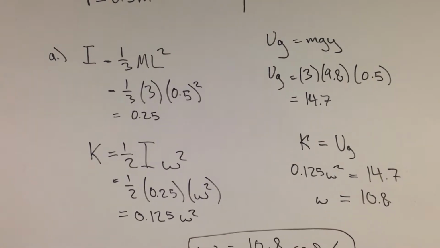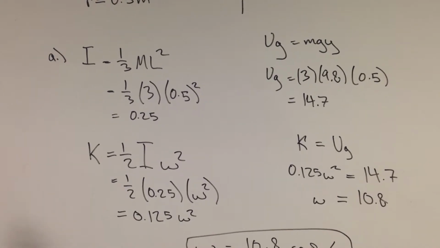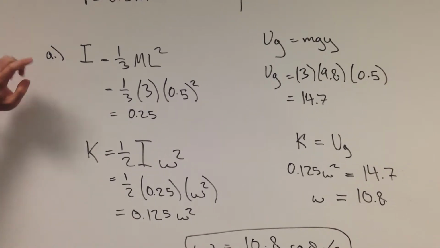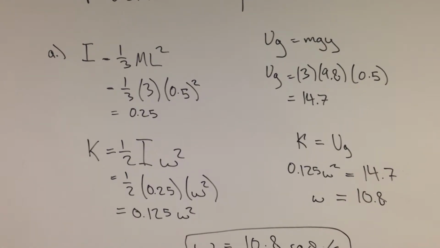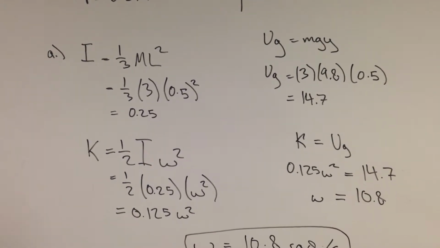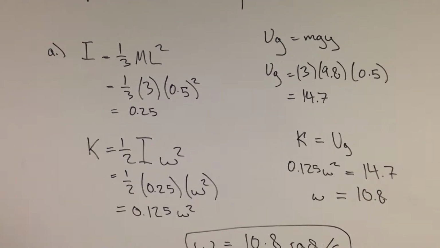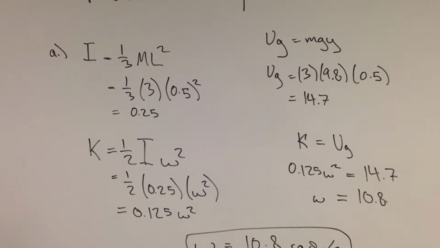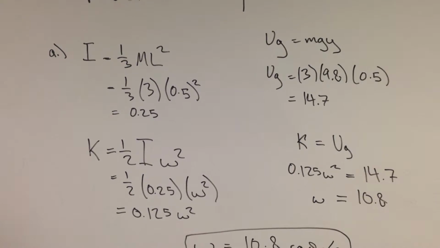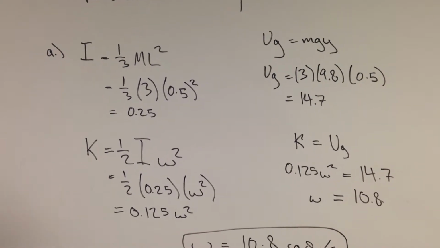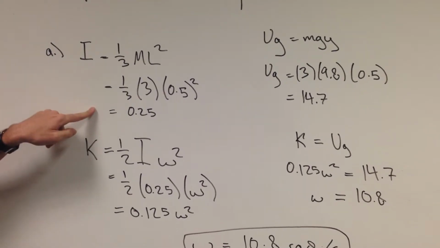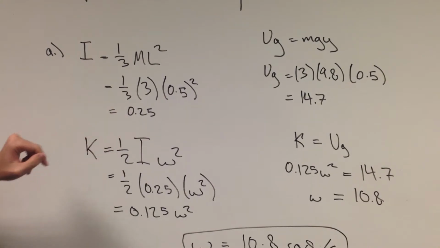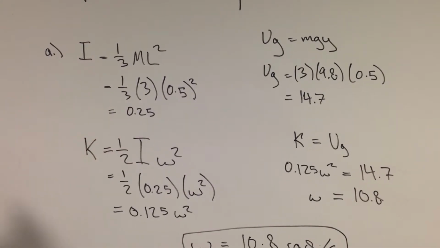So to do this, we need to find its moment of inertia, and the moment of inertia for a rod is equal to 1/3 times the mass of the rod times the length of the rod squared. And then we have this algebra here, and the moment of inertia for the rod is 0.25.